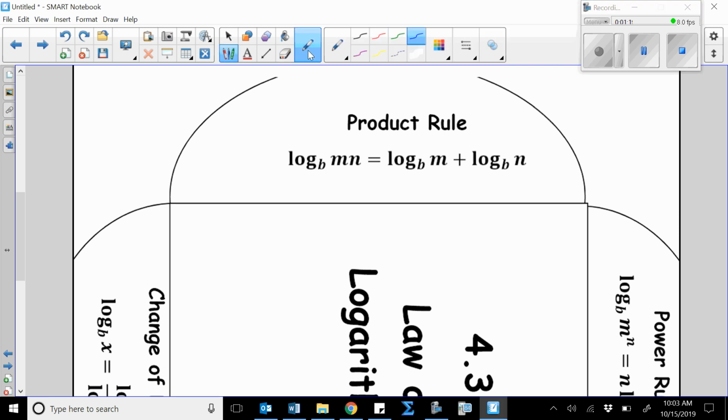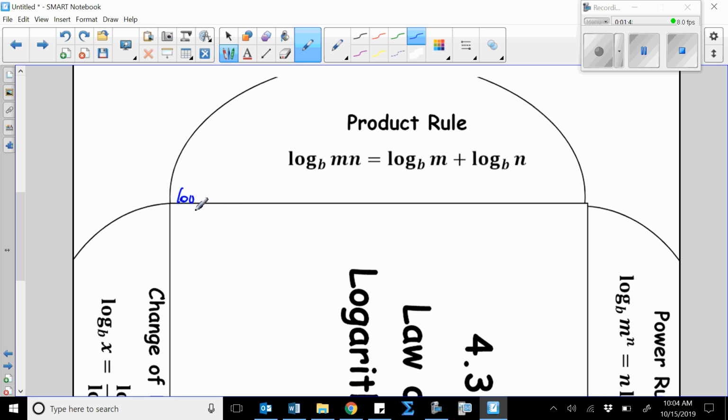The next rule is the product rule. When you have the log of a product of two terms, you can change this log to a summation of two logs. For example, if I have log of m times n, I can separate this, or expand this, as log of m plus log of n.